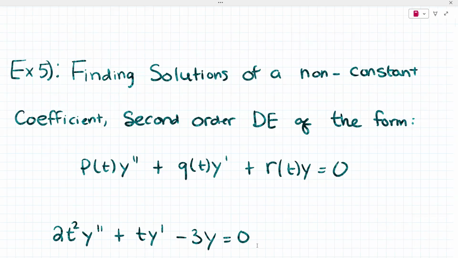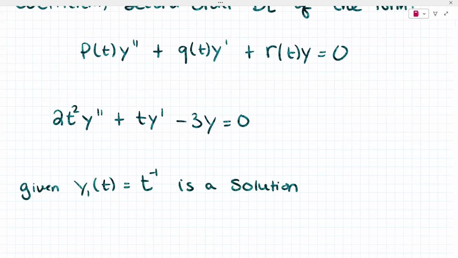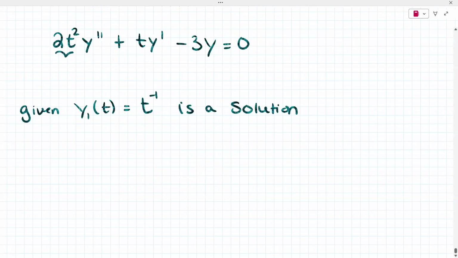So this time, we were used to having a constant coefficient. Now what happens if we have a non-constant coefficient second order differential equation? For example, our problem is 2t squared y double prime plus t y prime minus 3y equals 0. See, this 2t squared is no longer a constant. And we are given that y1(t) equals t to the negative 1 is a solution. So how do we do this problem? Step 1, since we know that y1, let's assume y.